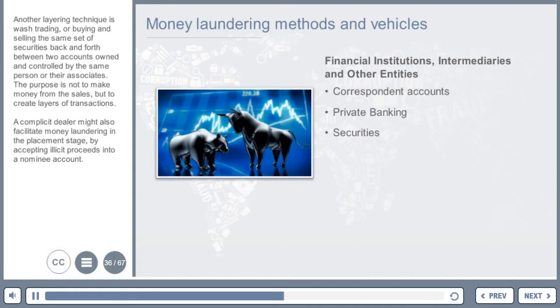Another layering technique is wash trading, or buying and selling the same set of securities back and forth between two accounts owned and controlled by the same person or their associates. The purpose is not to make money from the sales, but to create layers of transactions. A complicit dealer might also facilitate money laundering in the placement stage by accepting illicit proceeds into a nominee account.